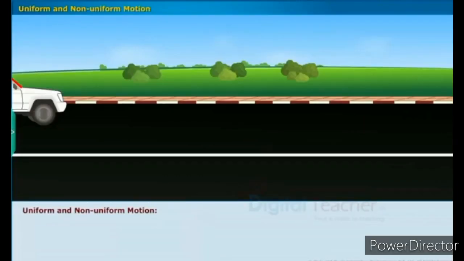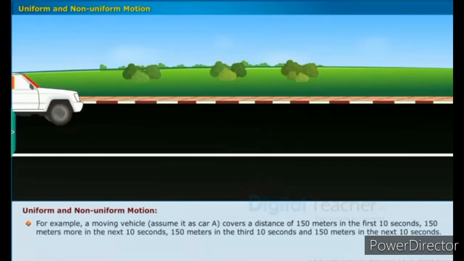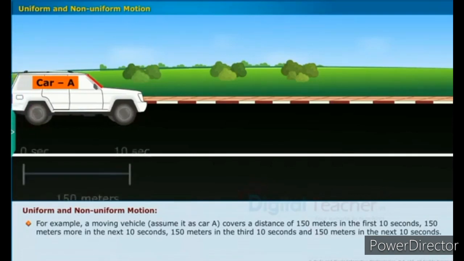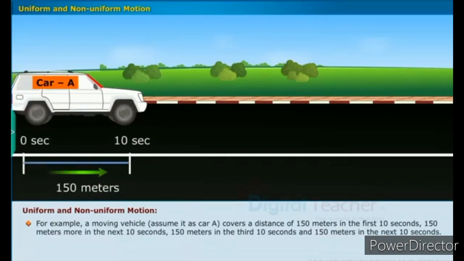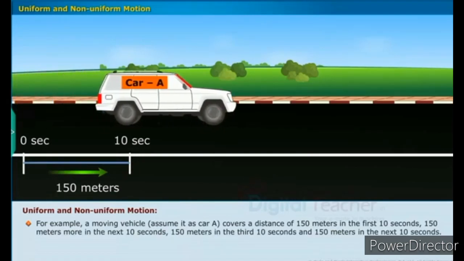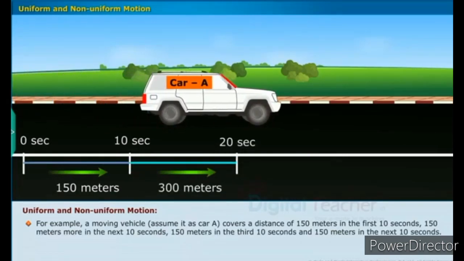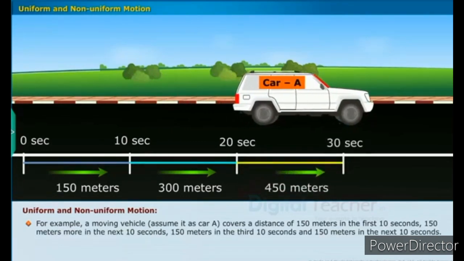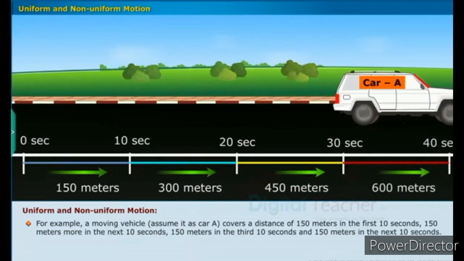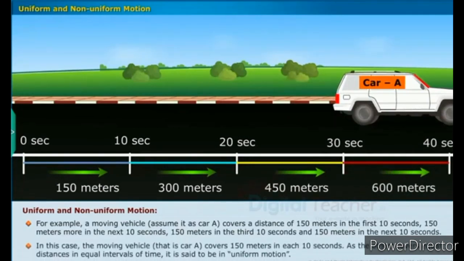Let us know about uniform and non-uniform motion. For example, a moving vehicle, assume it as car A, covers a distance of 150 meters in the first 10 seconds, 150 meters more in the next 10 seconds, 150 meters in the third 10 seconds, and 150 meters in the next 10 seconds. In this case, car A covers 150 meters in each 10 seconds. As the object covers equal distances in equal intervals of time, it is said to be in uniform motion.